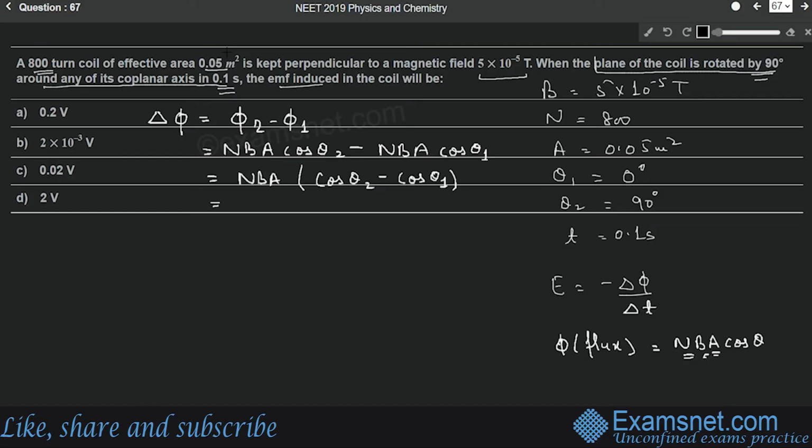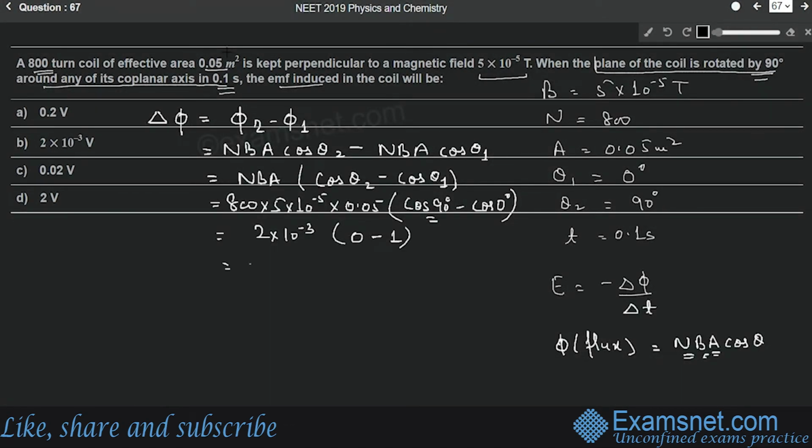N is the number of turns, it is 800. B is the magnetic field, 5 into 10 to the power minus 5 Tesla. A is the effective area, 0.05 meter square. Cos theta 2 means cos 90 degree minus cos theta 1, that is cos 0 degree. Okay. So here if we solve, we'll get 2 into 10 to the power minus 3, and under bracket cos 90 degree means 0, cos 0 degree means 1.